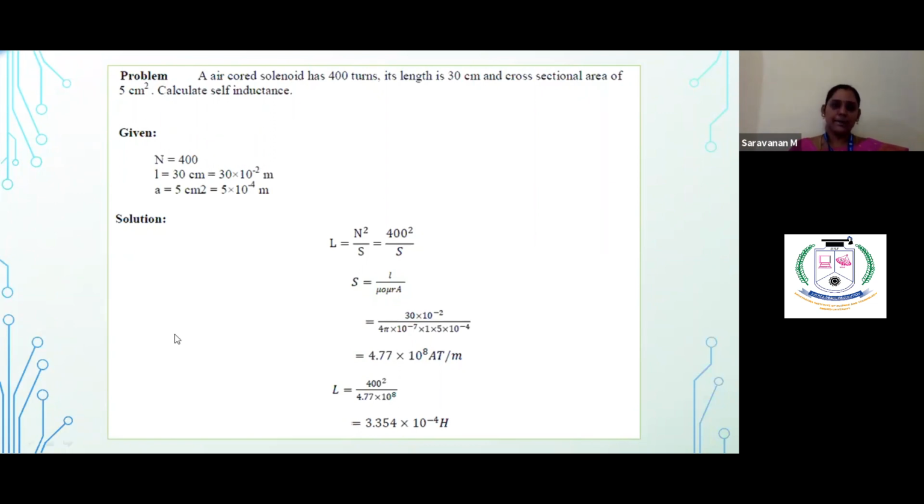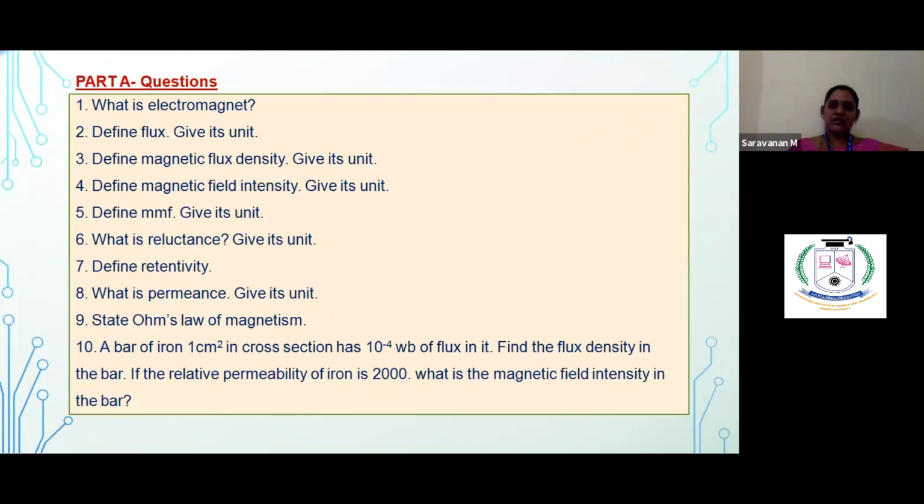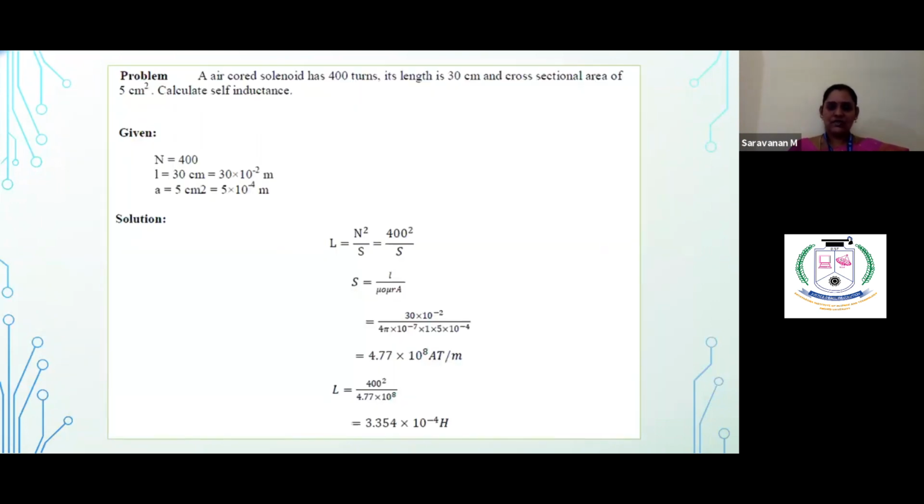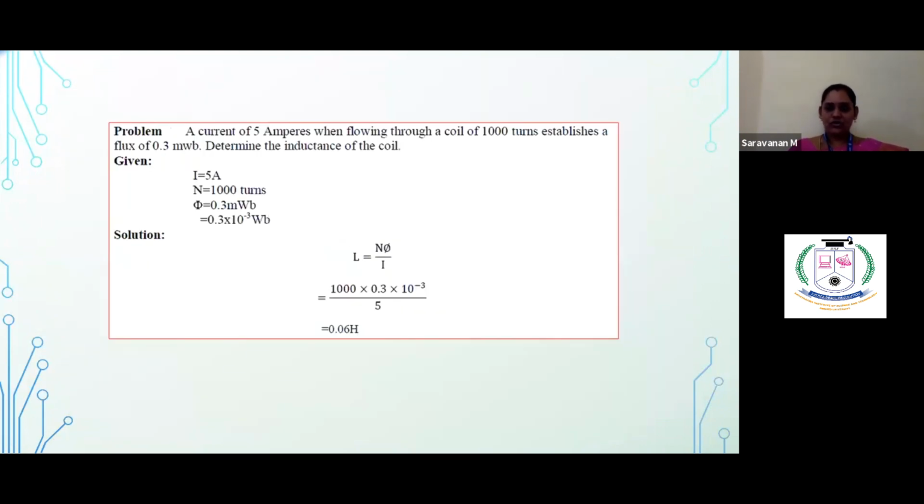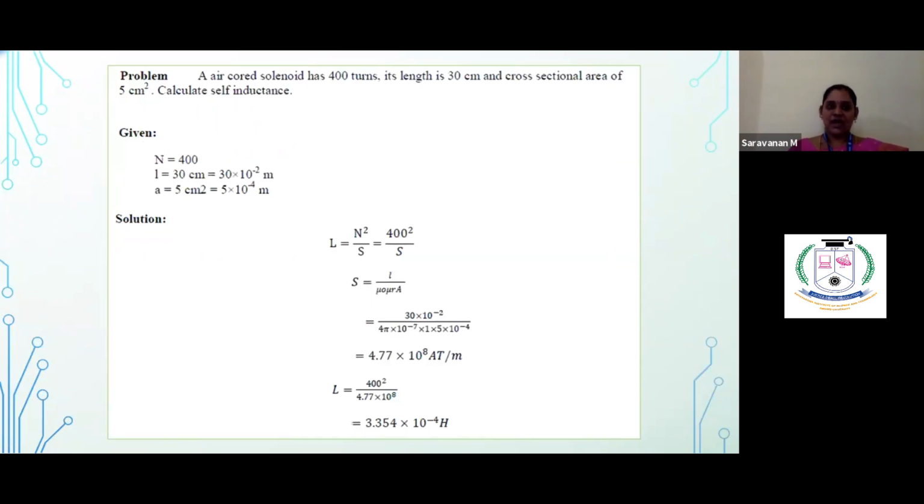So here, you know, L is equal to N square by S, right? S is nothing but what? S is l by mu naught mu r into A. Substitute these values and get this self-inductance in terms of the dimensions of the coil, right? So these are the few problems. All the problems that I've shown you in the PPT are taken from your university question bank. I have taken these problems and I have solved them for you.